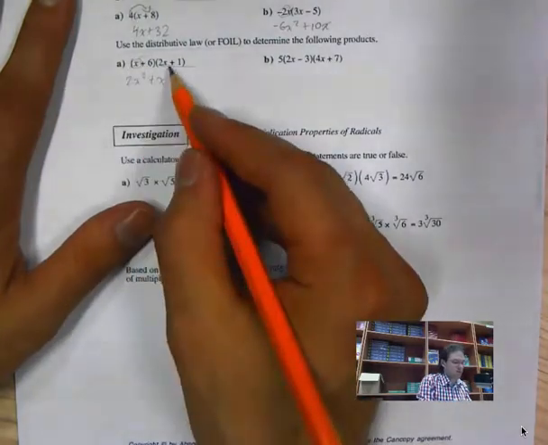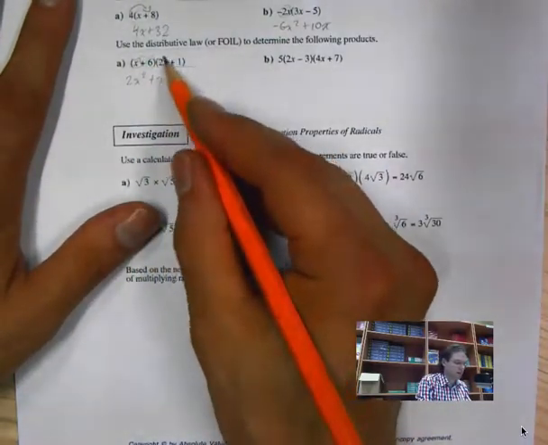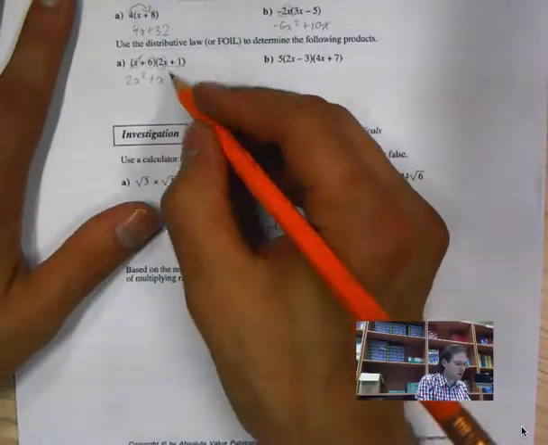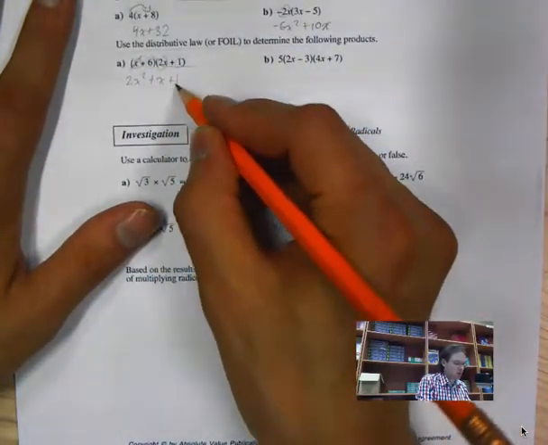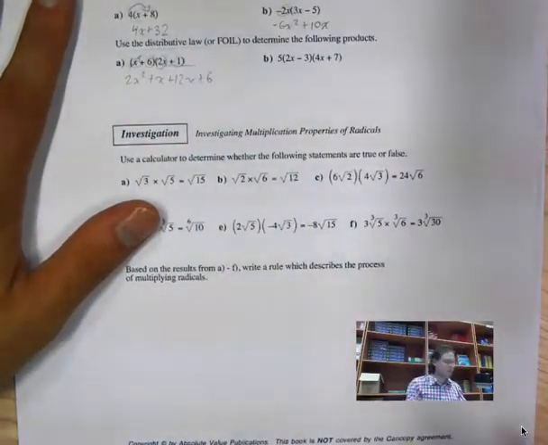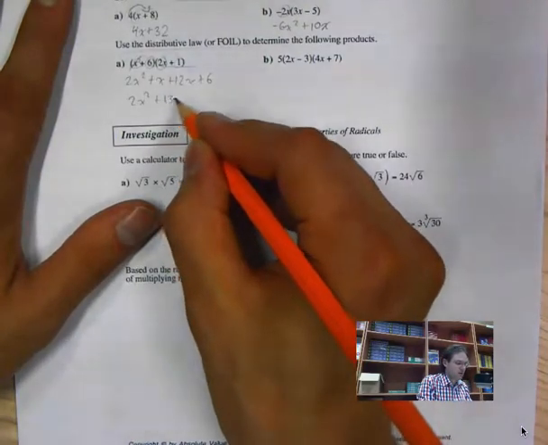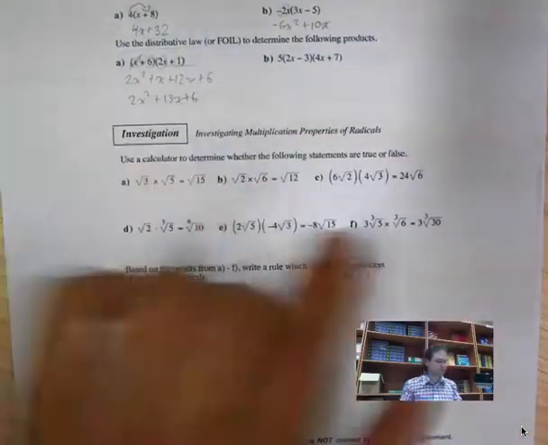This x must be multiplied into everything in this bracket. Now we have to multiply the 6 into everything in this bracket. So my x is done. So we have plus 12x plus 6. What does that give me? 2x squared plus 13x plus 6.